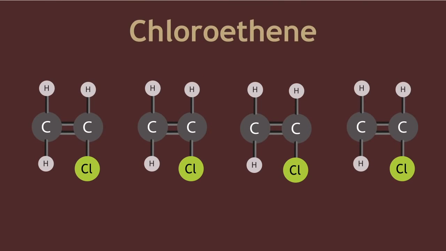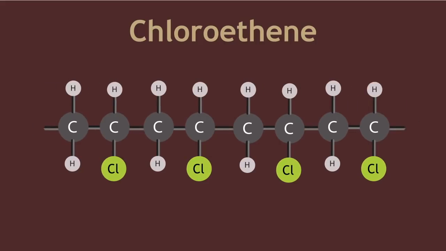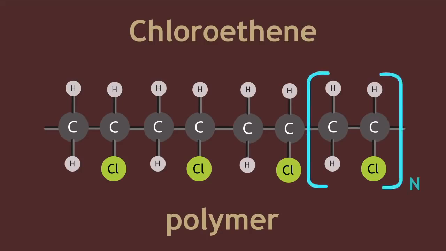Here are chloroethene molecules in a row. Now let us break the double bond and join these molecules together to form a polymer. Writing this as an equation, we must show n molecules of chloroethene and the repeat unit of the polymer as shown.